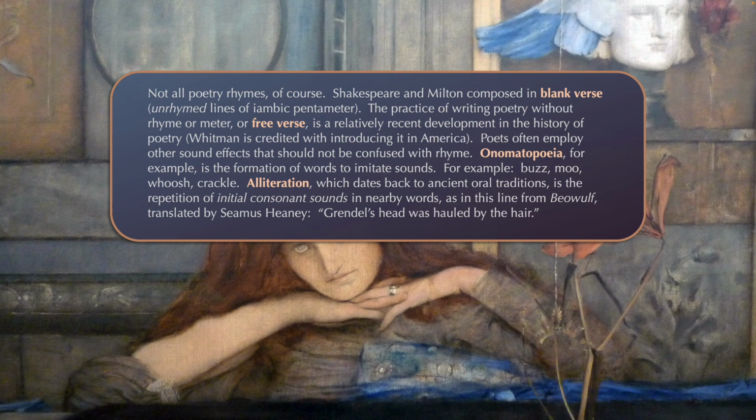but poets often employ other sound effects that should not be confused with rhyme. One of these is onomatopoeia, which is the formation of words to imitate sounds, for example, buzz, moo, whoosh, crackle, and alliteration, which dates back to ancient oral traditions, and that's the repetition of initial consonant sounds, not vowel sounds, in nearby words, as in this line from Beowulf, Grendel's head was hauled by the hair. We had that initial H sound there. It's a good example of alliteration.